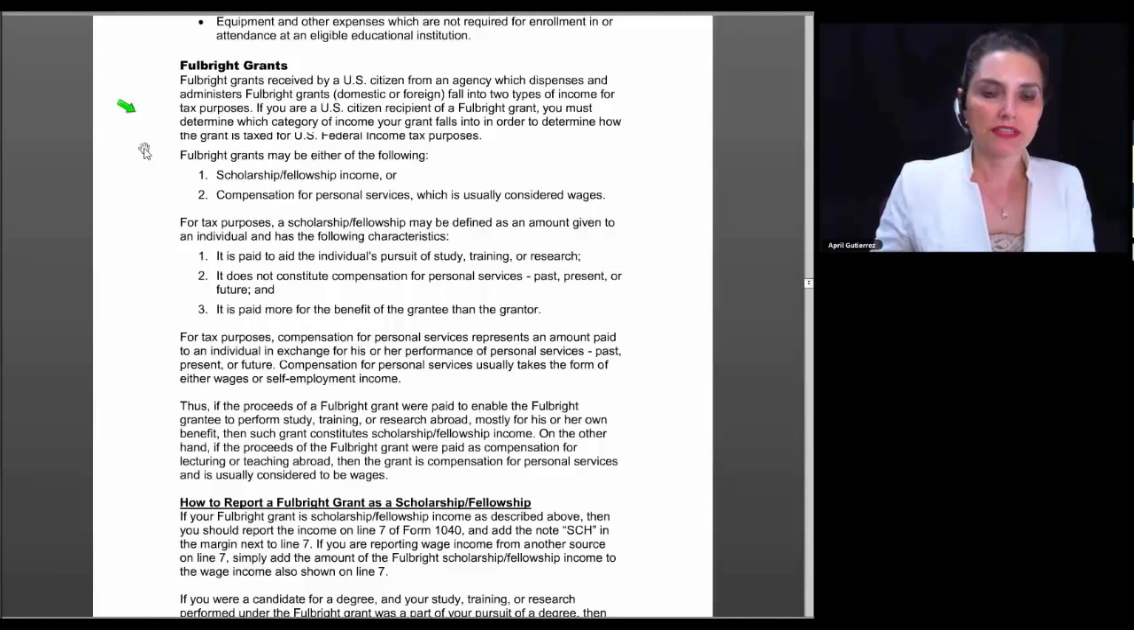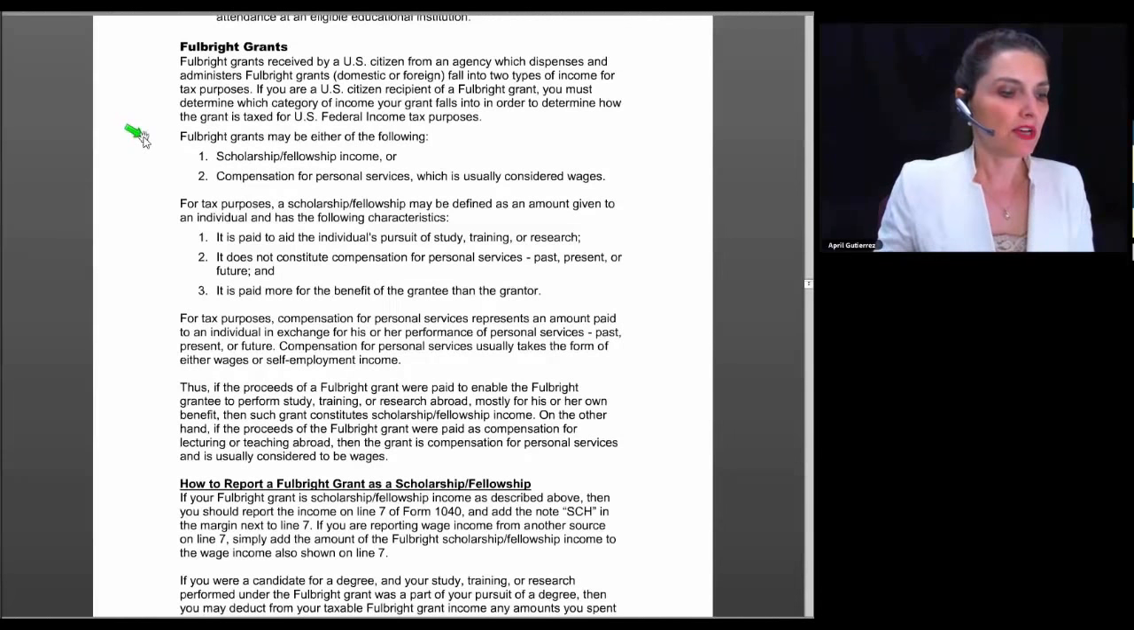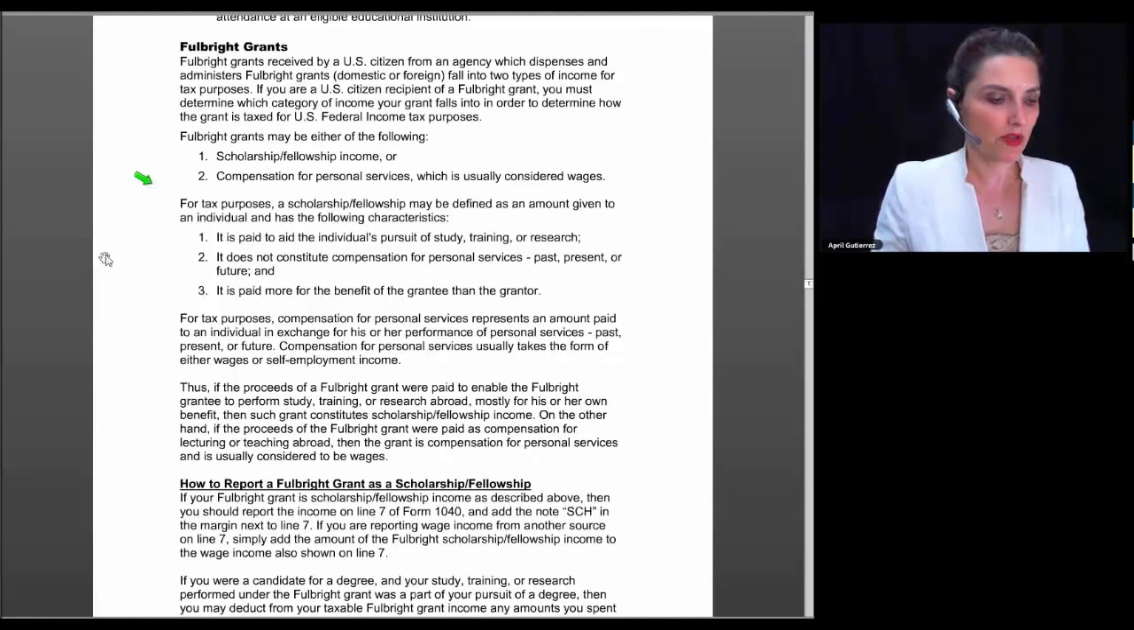If you are a U.S. citizen who is the recipient of a Fulbright grant, you have to determine which of these categories your grant falls into in order to determine how the grant will be taxed for U.S. tax purposes. And Fulbright grants may be either of the following: a scholarship or fellowship income, or compensation for personal services, which are usually considered to be wages.